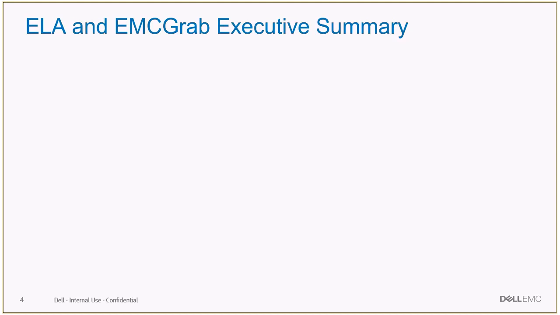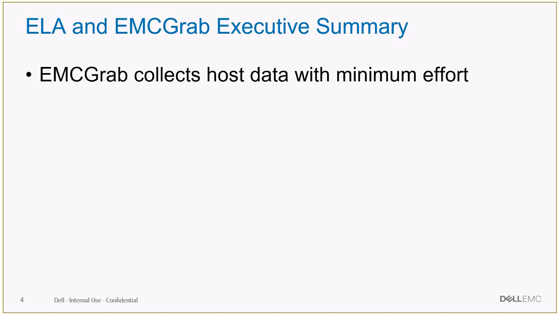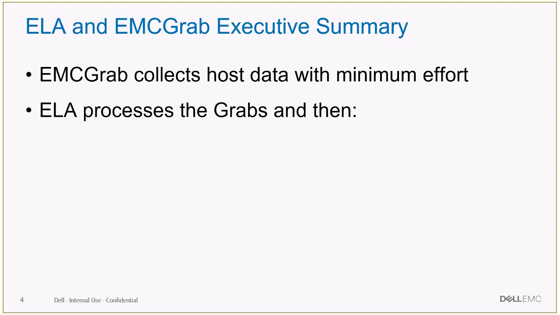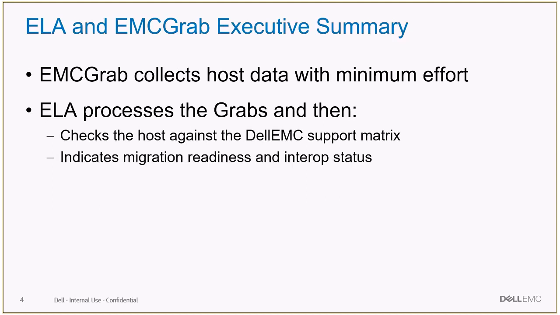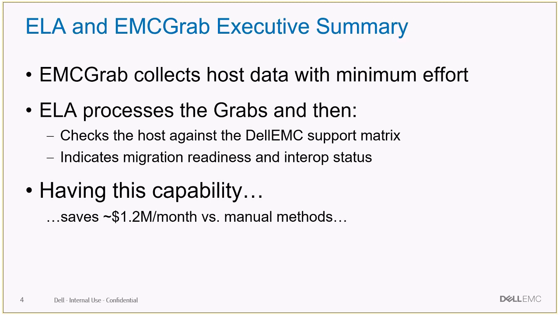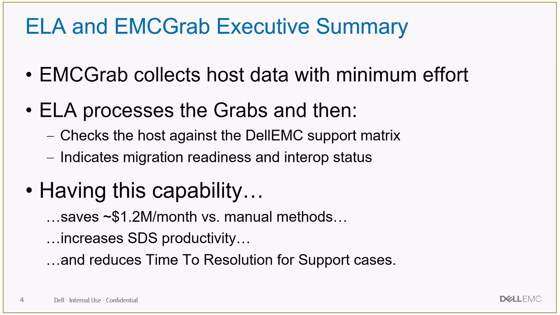So a quick summary. The grab collects the host data with the minimum amount of effort required and manual intervention. They can then be processed through ELA, which will then check them against the support matrix, give an indication of their migration readiness and interoperability status. Having this capability saves us an average of $1.2 million a month versus manual effort to do the same thing. It increases the productivity of the support services organization and reduces time to resolution for support cases.